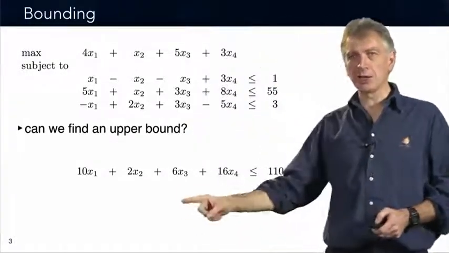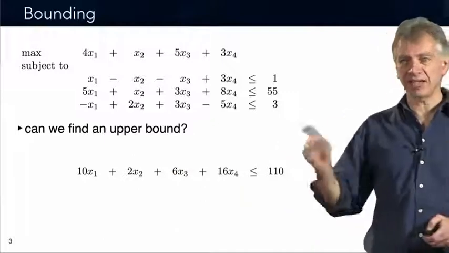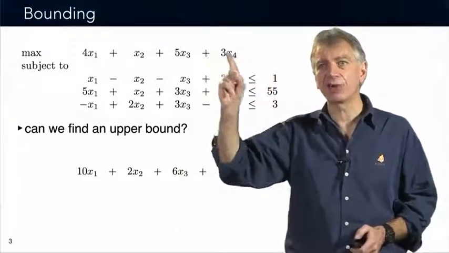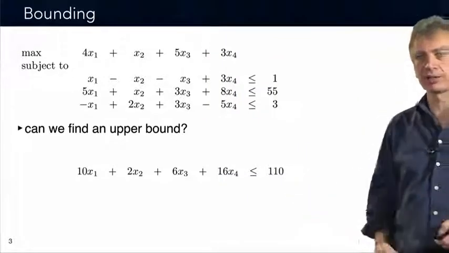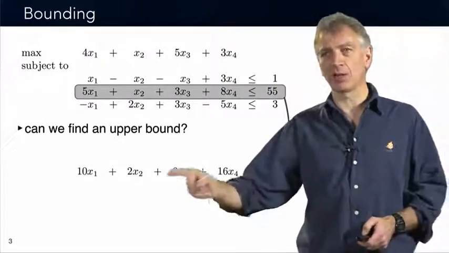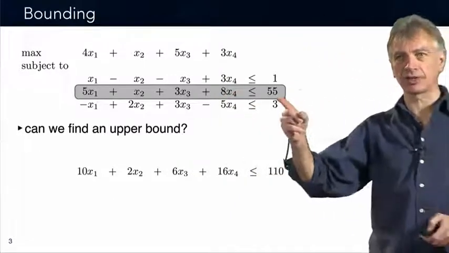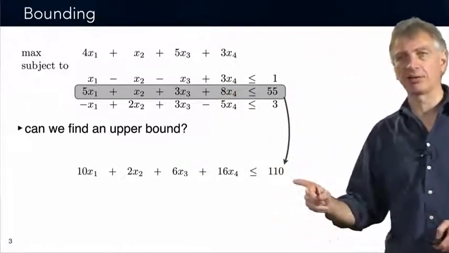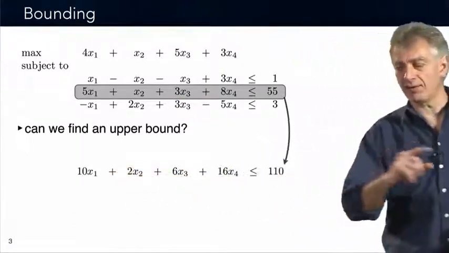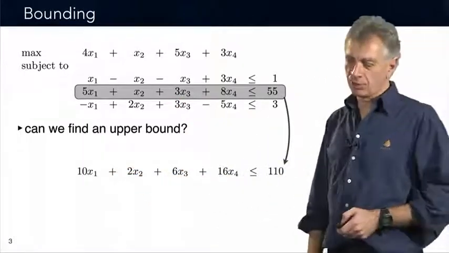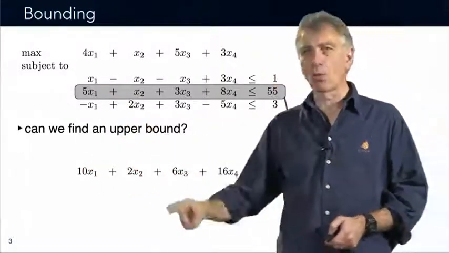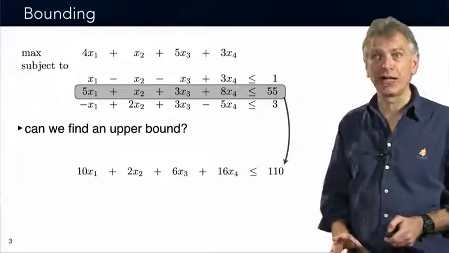What I'm showing you here is one of them. I'm basically telling you that the maximum value this objective function can ever take is 110. Why? Look at these 2 constraints. This is 55, this is 110, double. Because I basically took that constraint and doubled every one of the coefficients. So instead of having 5, I get 10, instead of having 1, I get 2. Why did I do that?